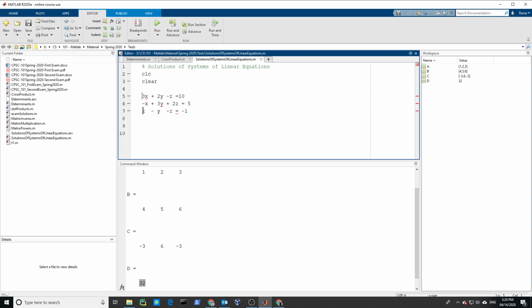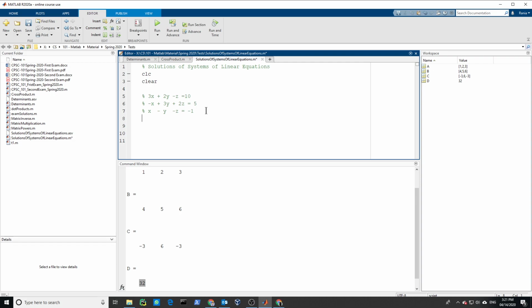So let me comment these linear equations, these equations. These are the linear equations. I'm commenting them right now. All right, how to solve it? So how to solve these linear equations?